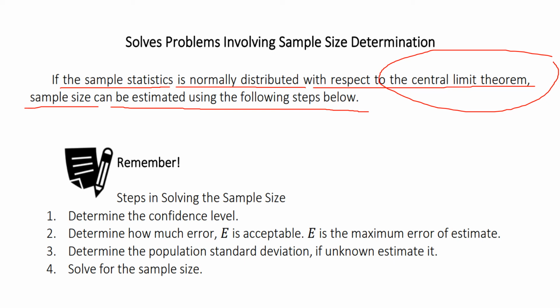So steps in solving the sample size: number 1, determine the confidence level. For number 2, determine how much error E is acceptable. E is the maximum error of estimate. Then for number 3, determine the population standard deviation, and if unknown, estimate it. And for number 4, we need to solve for the sample size.